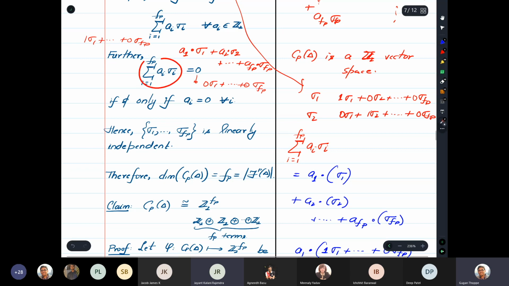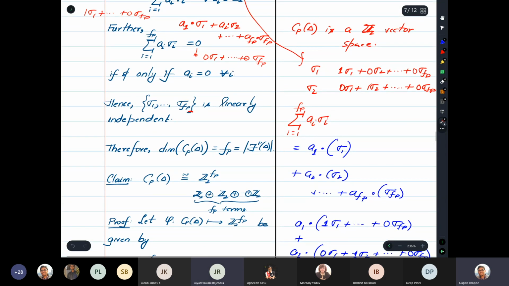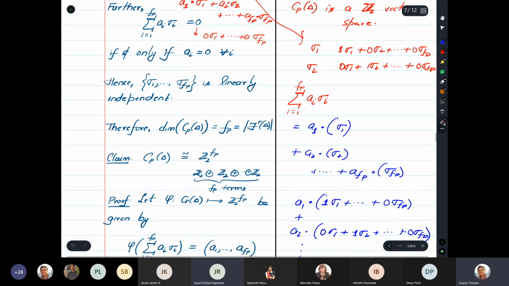So this p chain and this p chain must be the same only if the coefficients are the same. From that basic fact, one can conclude that this must be 0 only if these a_i's are 0 for all i, and from this one can conclude that these fp p chains are indeed linearly independent. So it follows that this collection forms a basis for C_p(Δ), and the dimension of C_p(Δ) must be the number of elements here, which is fp, which, recall, is the number of p dimensional faces.